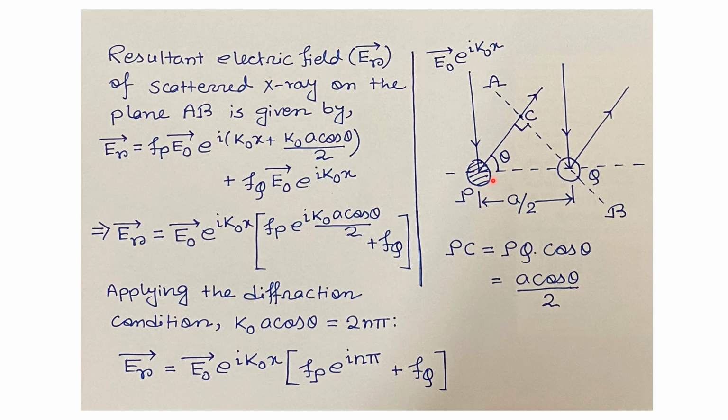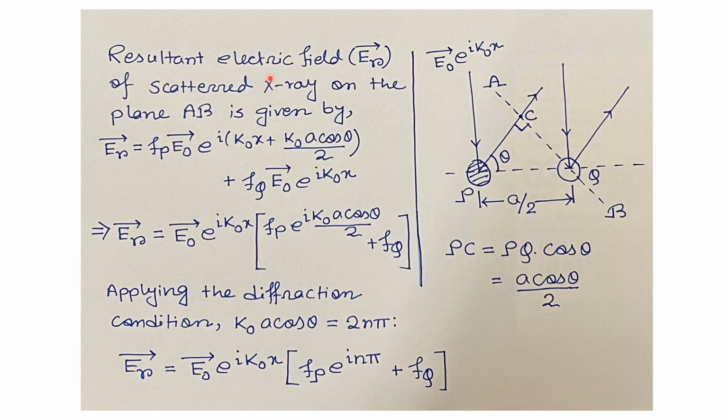After scattering from the P atom, the X-ray beam will gain some extra phase due to the path length PC on the plane AB. Now the triangle PCQ is a right angle triangle. So PC is given by PQ times cos theta. Hence PC will be A cos theta by 2. So the extra phase gained by the scattered X-ray radiation from the P atom will be k naught A cos theta by 2. Q atom is placed on the plane AB, so the scattered radiation will not effectively gain any phase on the plane AB.